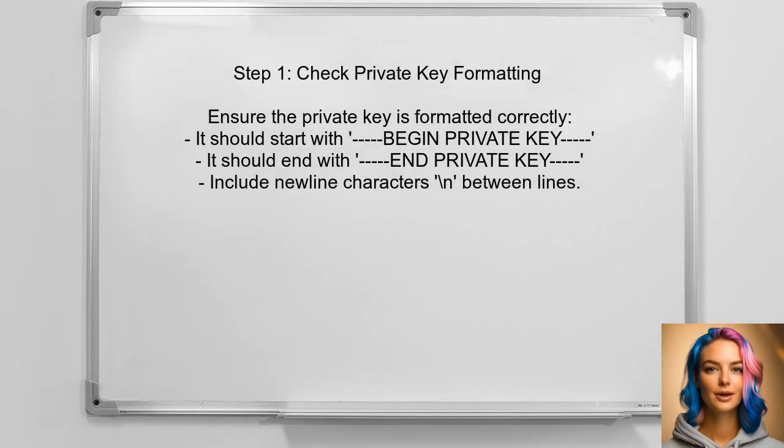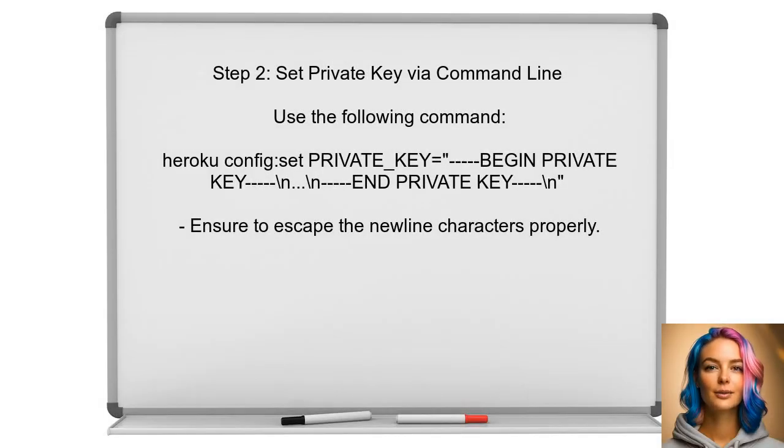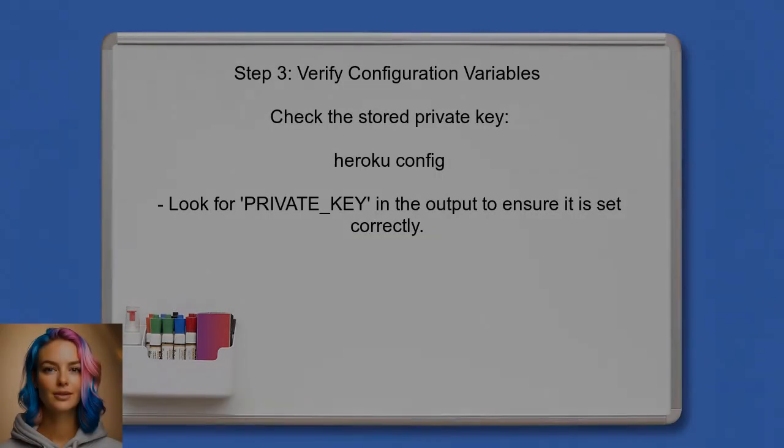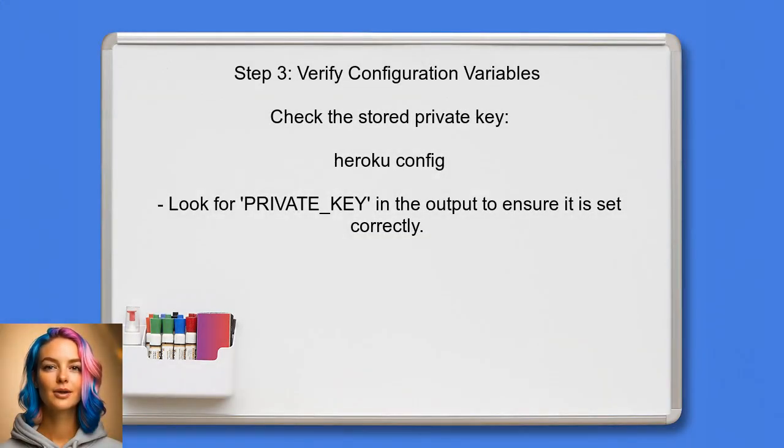To resolve the issue with the RSA private key, the user should first ensure that the private key is formatted correctly. This means it should include the new line characters in the right places. Next, the user should set the private key in Heroku using the command line. This can help avoid formatting issues that might occur when copying and pasting. After setting the private key, the user should verify that it has been stored correctly in Heroku. This can be done by checking the configuration variables.